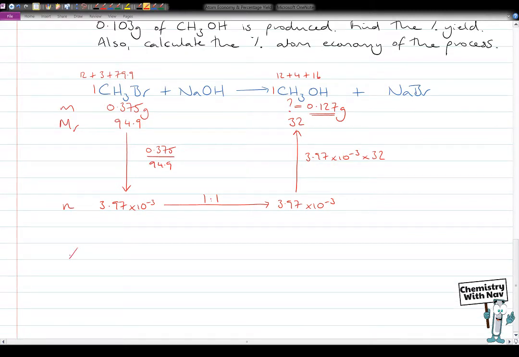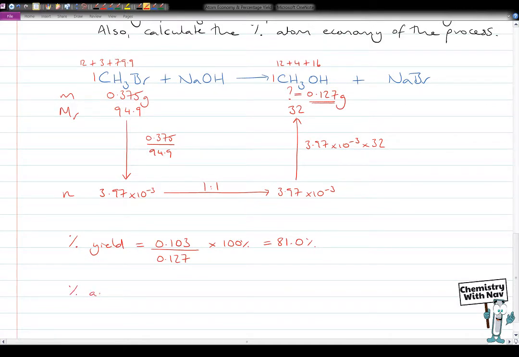So my percentage yield is equal to 0.103, because that's my actual mass, and my theoretical maximum mass is 0.127, multiplied by 100%, is equal to 81.0%. So we had the 0.103 given to us in the question, saying that's what's actually produced. We had to calculate the 0.127 from the mole calculation.